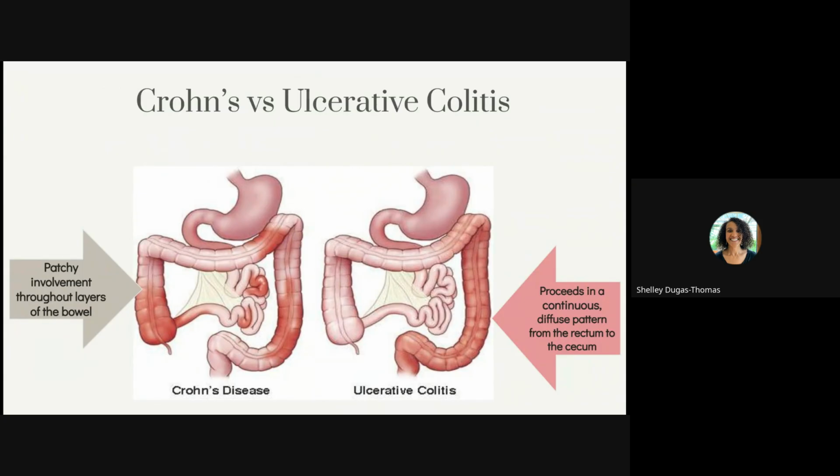Crohn's disease manifests as patchy involvement throughout all layers of the bowel, both small and large intestine. It may skip areas of the bowel and can occur anywhere in the gastrointestinal tract from mouth to anus. Ulcerative colitis begins in the rectum and proceeds in a continuous diffuse pattern toward the cecum, primarily in the large intestine.